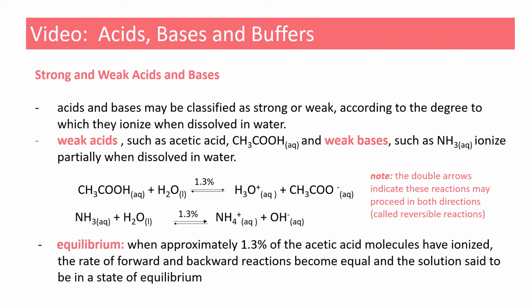Acids and bases may be classified as strong or weak according to the degree to which they ionize when dissolved in water. Weak acids, such as acetic acid, and weak bases, such as NH3, ionize partially when dissolved in water. Notice in the equations that are given, the double arrows indicate that these reactions may proceed in both directions. This is called reversible reactions.